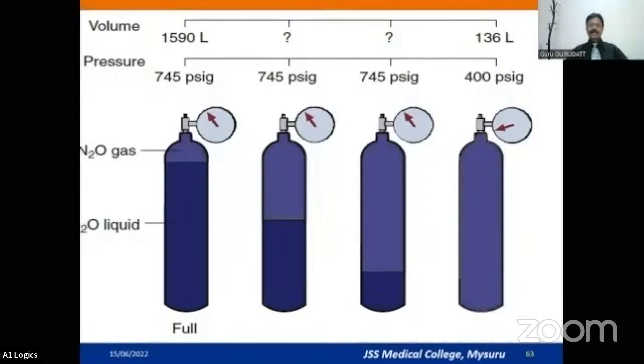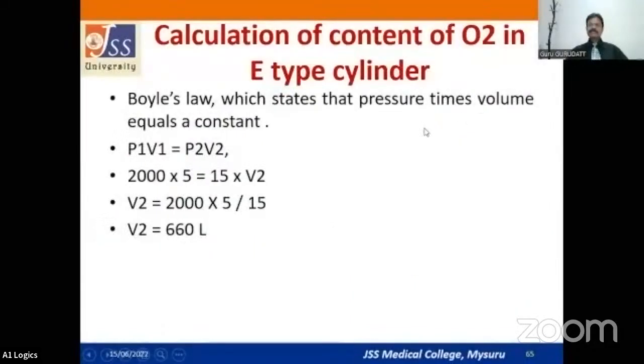So how do we calculate the amount of gas in these cylinders? The calculation of oxygen in the E-type cylinder is usually based on Boyle's law, because Boyle's law says that pressure and volume are inversely proportional to each other, provided the temperature is kept constant. So PV is a constant, or you can rewrite this formula as P1 V1 is equal to P2 V2.